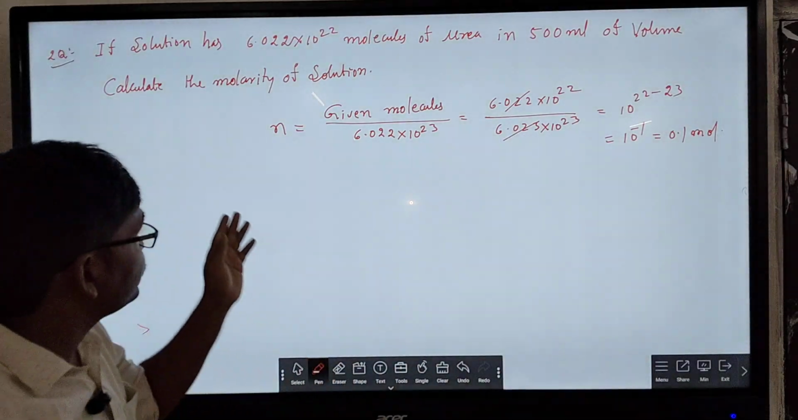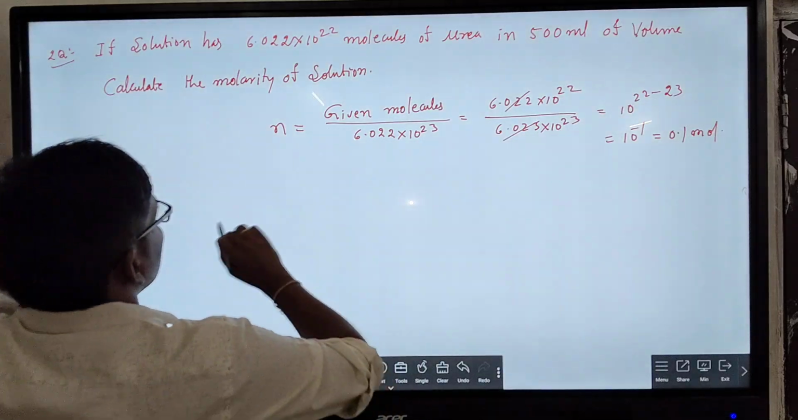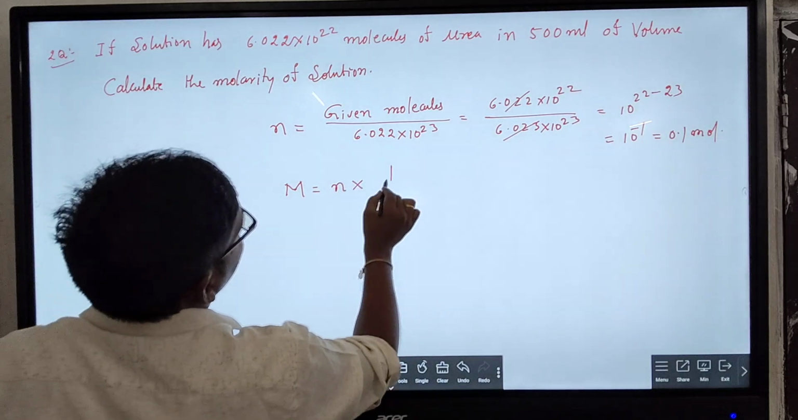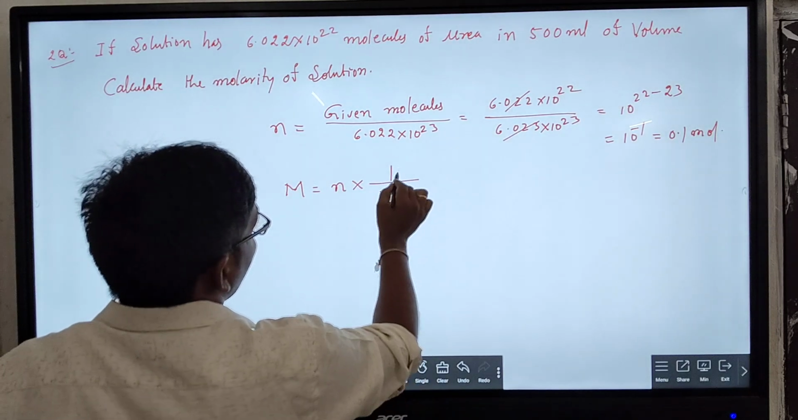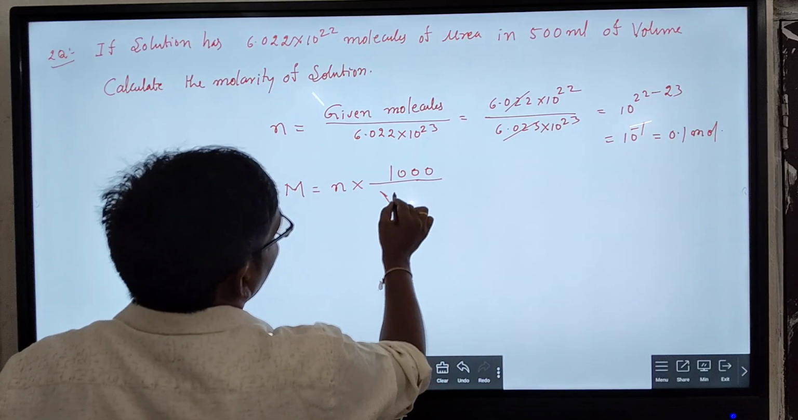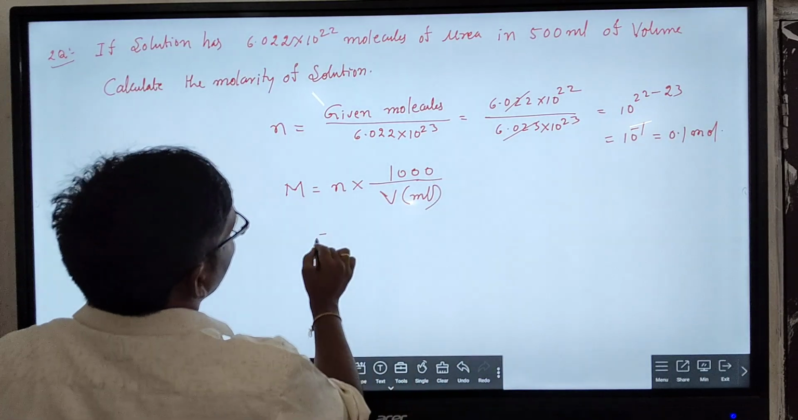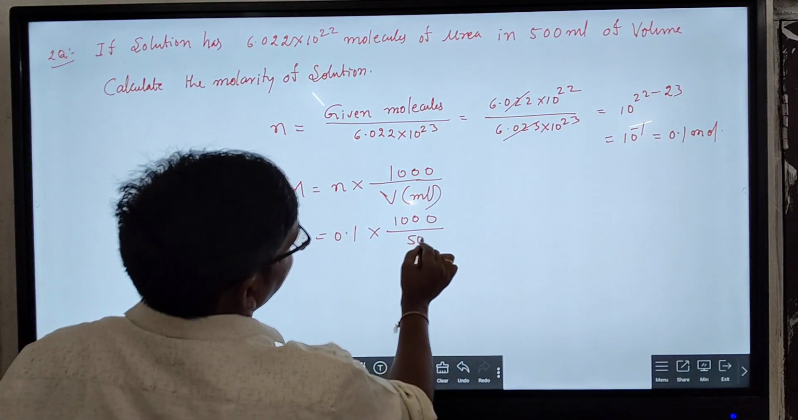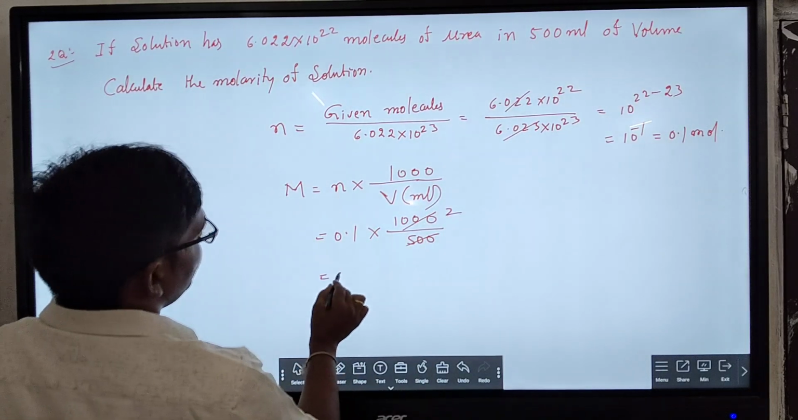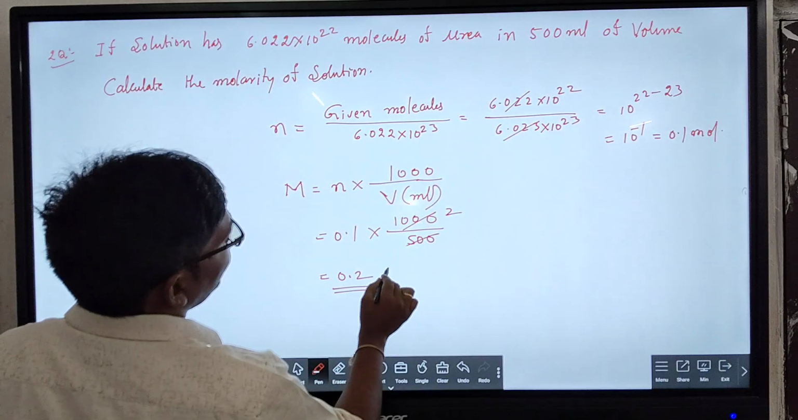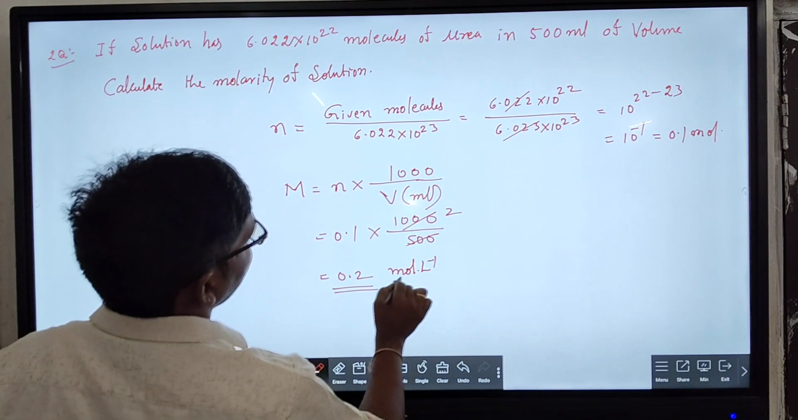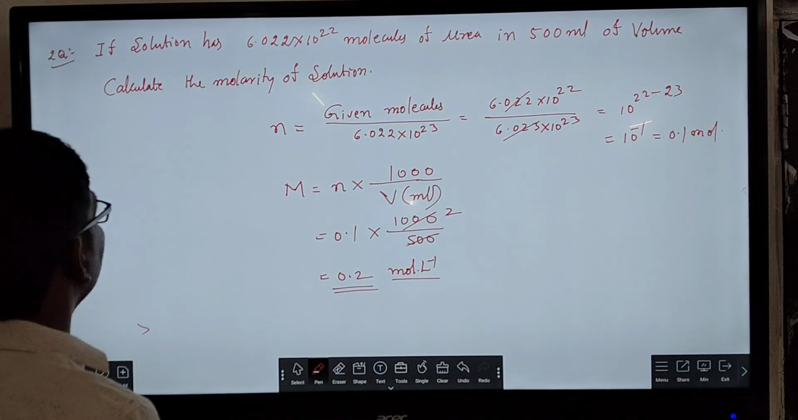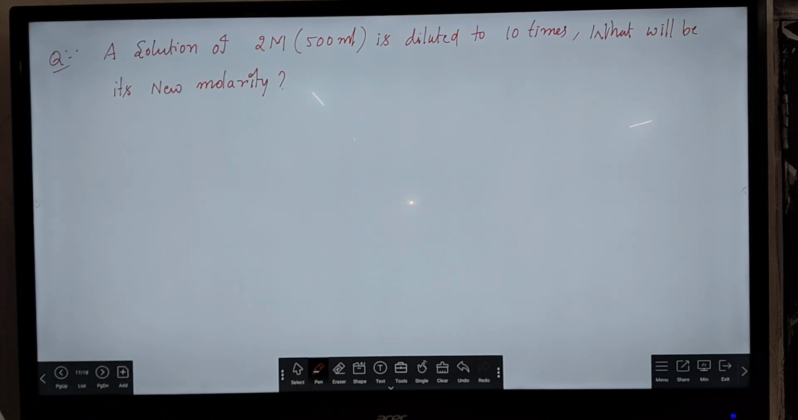Now we have to calculate the molarity. Molarity equals the number of moles into 1000 divided by volume in milliliters. So the number of moles 0.1 into 1000 divided by 500, which gives 0.2 molarity as the answer. What are the units of molarity? Mole per liter, or mole liter inverse. Clear?